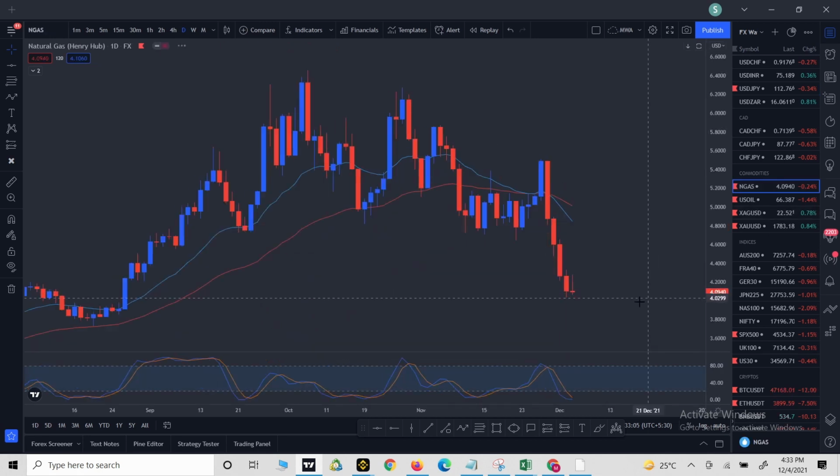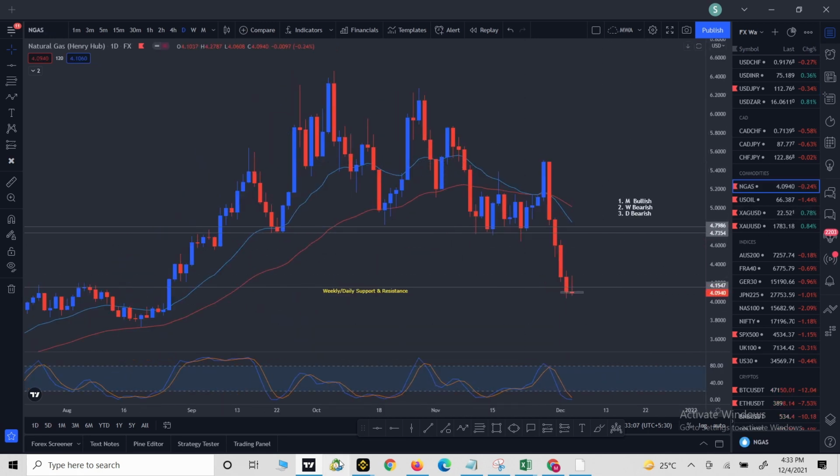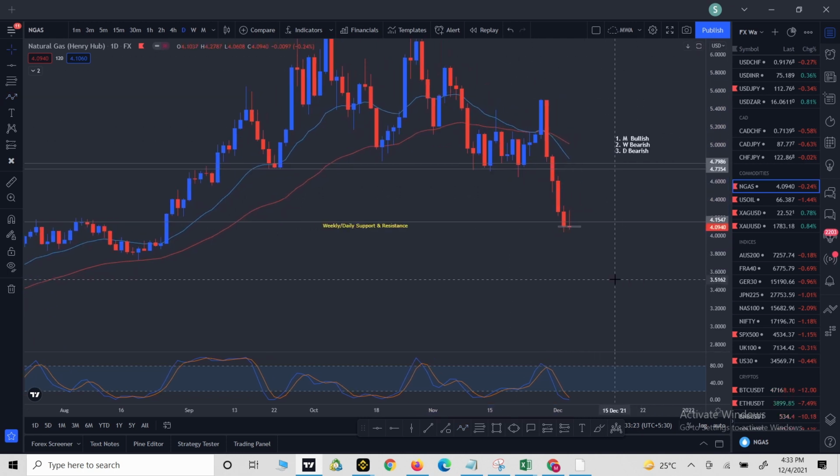Next, it's natural gas. So natural gas, starting from here, we have a low, lower high, lower low, lower high, and right now the price broke and closed below this support line, this support, and this support as well. So as we can see, the price is making lower lows and lower highs, so we are bearish now.